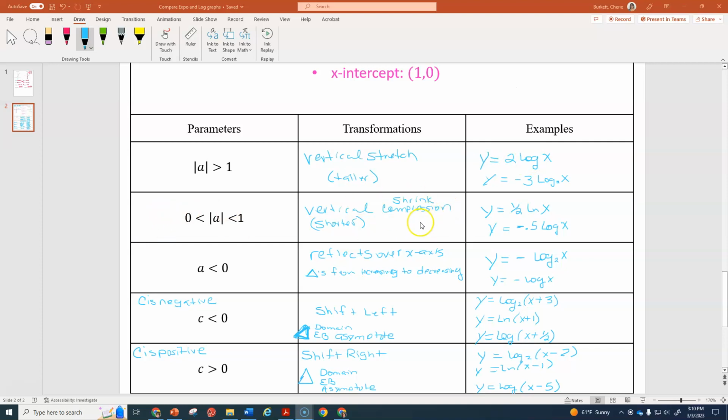Vertical compressions, shrink. Again, I put both a positive and a negative because this absolute value sign says it shouldn't matter whether it's a positive or negative. If it's a number that's between 0 and 1, like 1/2 or 0.5, then it's going to get shorter. It's going to get closer to the x-axis. It's going to be a vertical compression or a shrink.